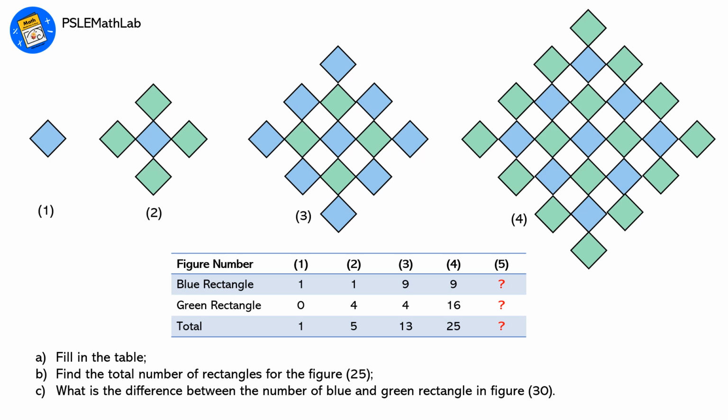Today we have an interesting question on our hands. If this question looks familiar, it's because it's adapted from a 2019 PSLE Math question. You are given 4 figures of an evolving pattern of blue and green rectangles, and you're asked to fill in the table, which essentially is asking for the number of blue and green rectangles and the total of rectangles in figure 5, which is not drawn.